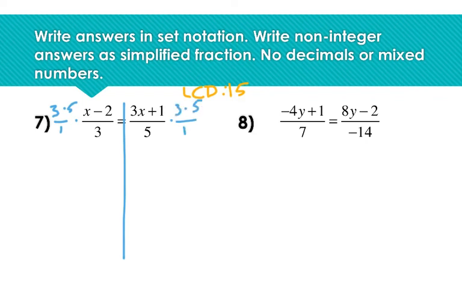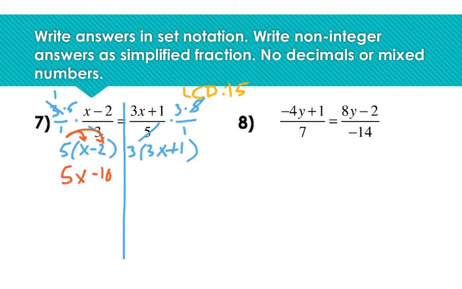And so on the left, our 3's will simplify to 1. And so we have 1 times 5 is 5. And then we're going to distribute. So we're going to have 5 times x minus 2 on the left. And on the right, our 5's will simplify to 1. So we're going to have 3 times 3x plus 1. Now using the distributive property, we do 5 times x, so that's 5x, and 5 times negative 2, which is negative 10. On the right, 3 times 3x is 9x's, and 3 times 1 is 3.